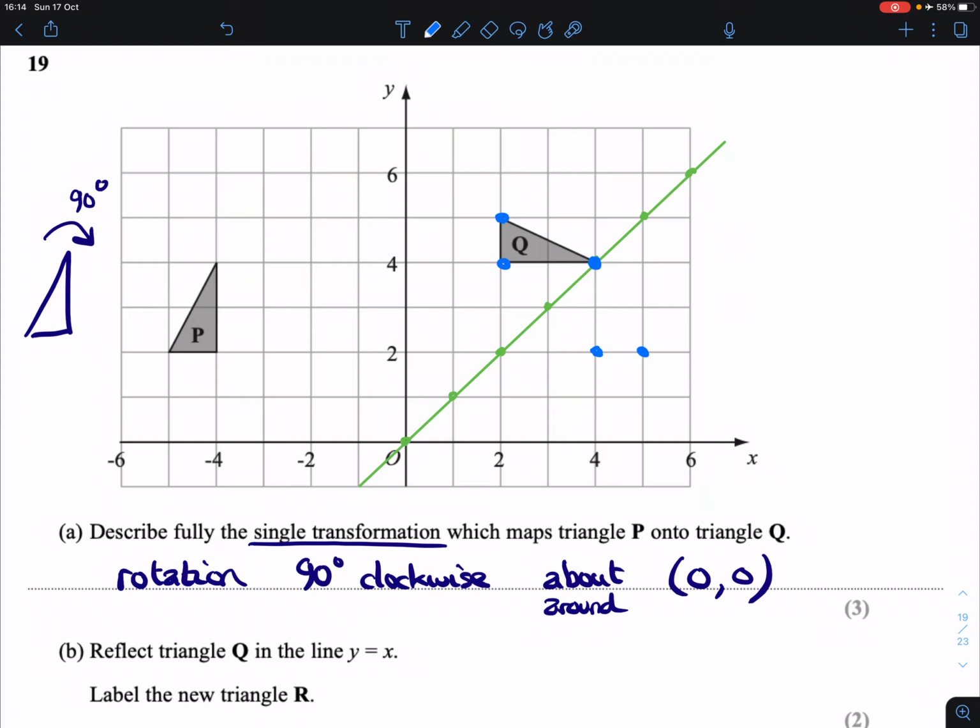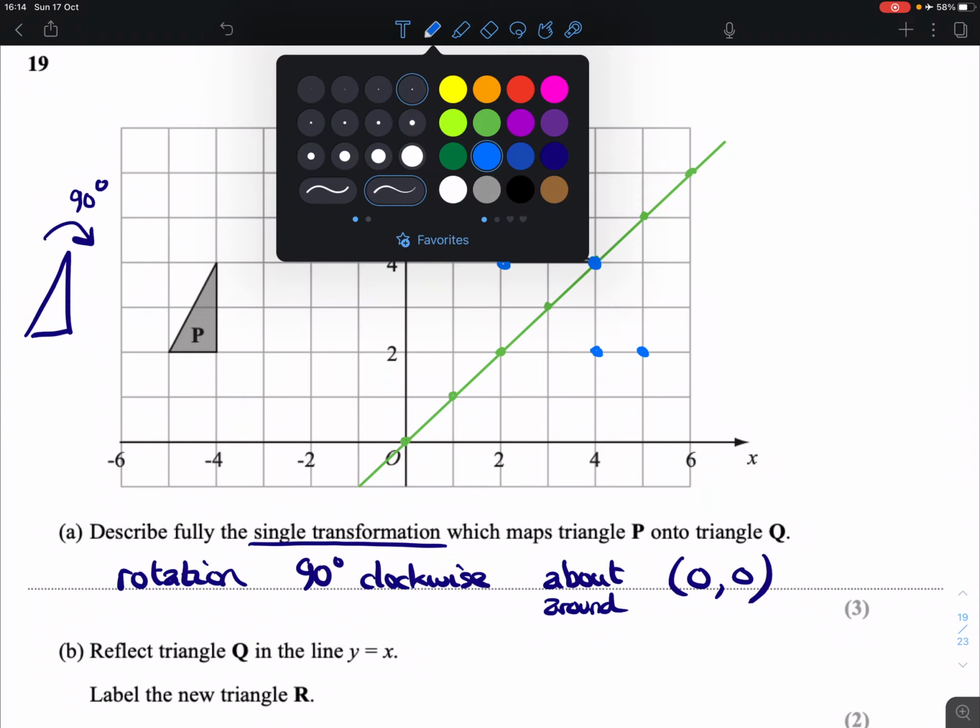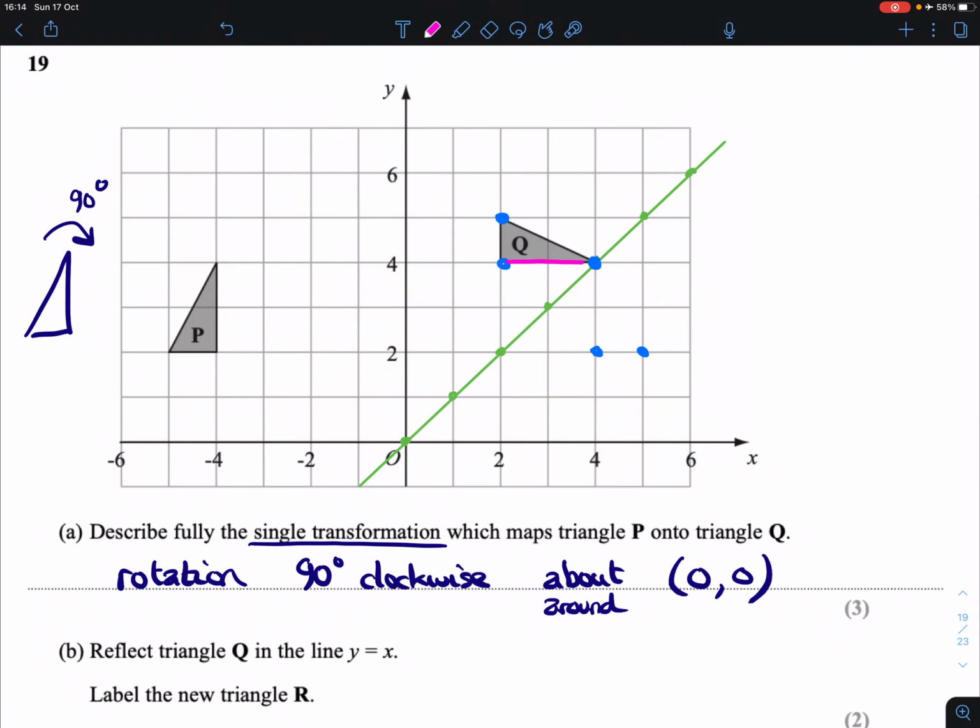And once you've done that, you join them up. So this line here matches that one, and then after that, I'm just going to fill in the gaps of this and this, like so. It asks us to label the new triangle R, so I'm going to do that, and that's us done.